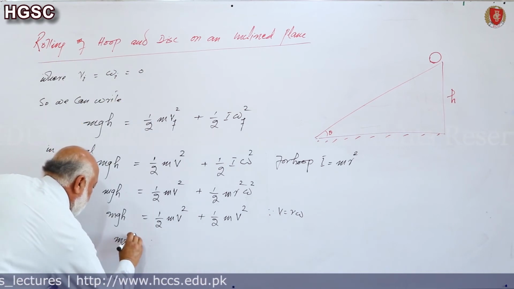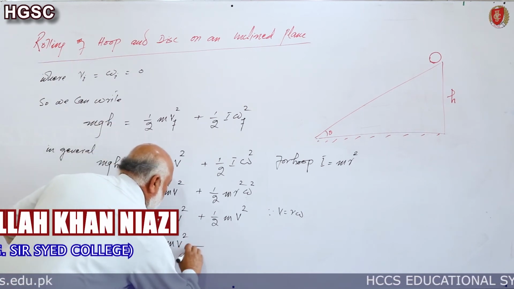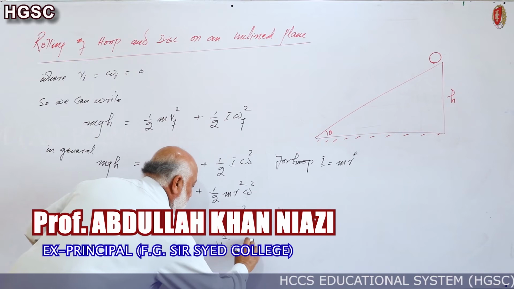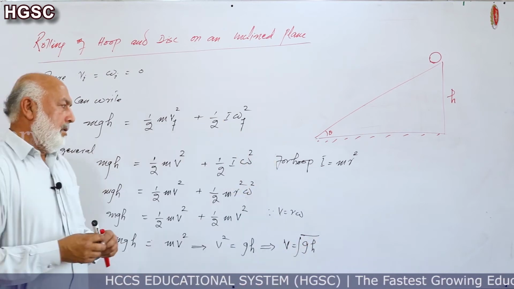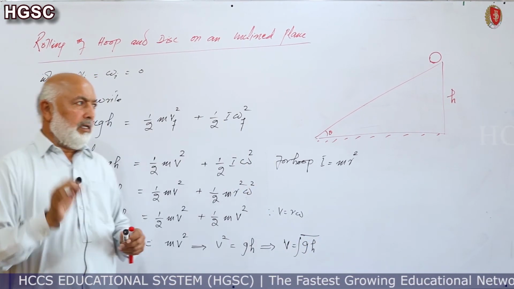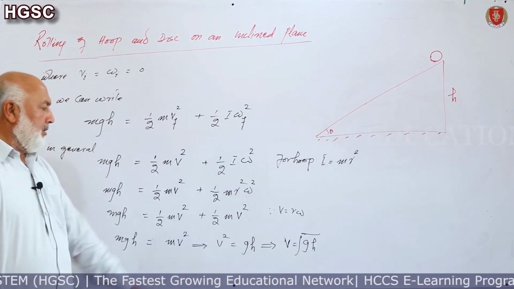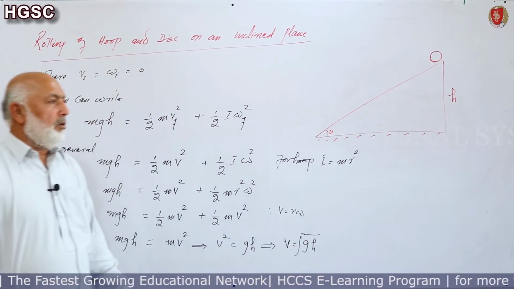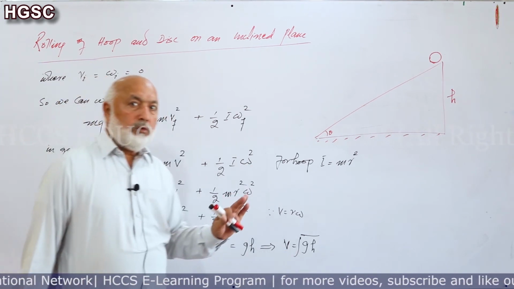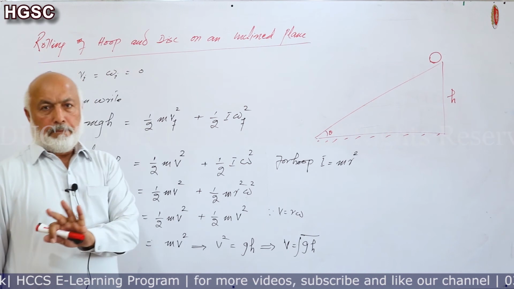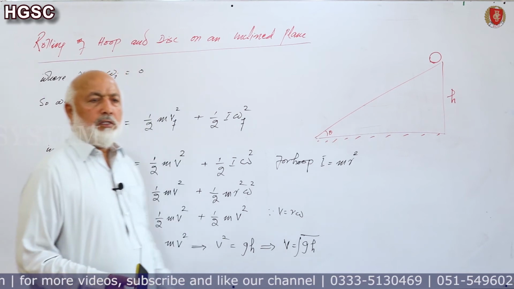This is mgh is equal to m v square. तो यहाँ से v square is equal to gh या v is equal to gh under root. This equation determines the velocity of the hoop at the end of the inclined plane. When the body reaches the end of the inclined plane, then the velocity possessed by the hoop will be equal to gh under root. So it is very clear from this equation that the velocity of the hoop depends upon the height only. Height जितनी ज़्यादा होगी तो velocity भी उतनी ज़्यादा होगी.